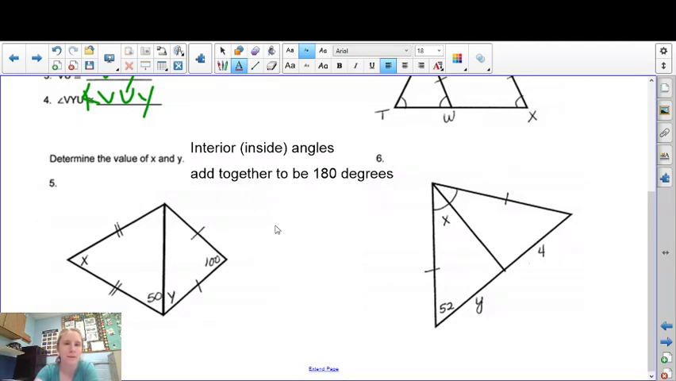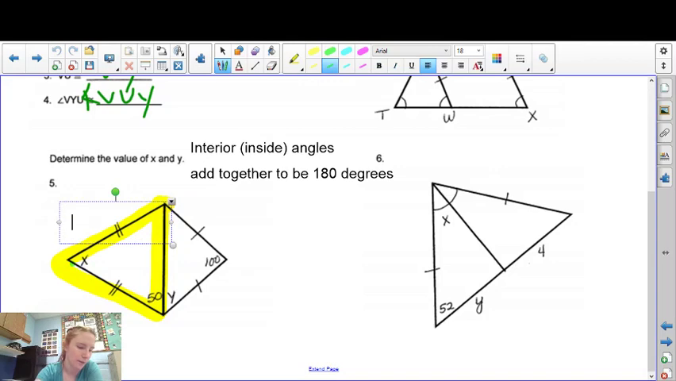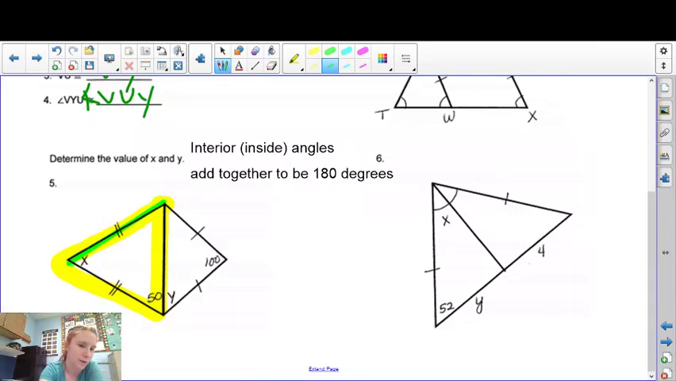So let's tackle this one right off here to the side. Well, I see that I have equal sides. So this guy is equal to this guy, which means that I have equal sides and equal angles.